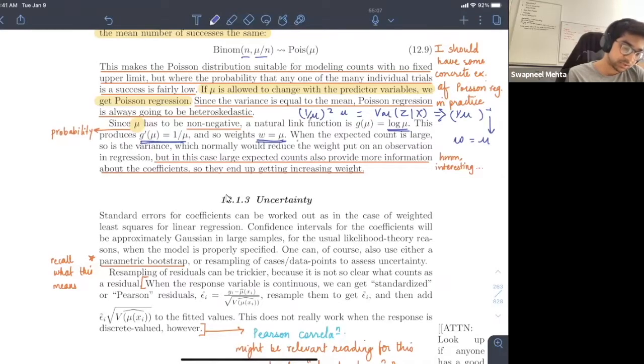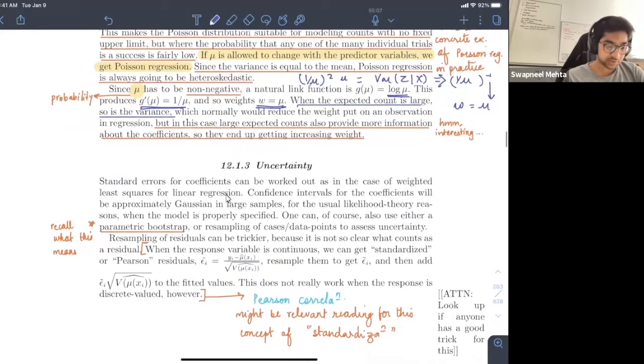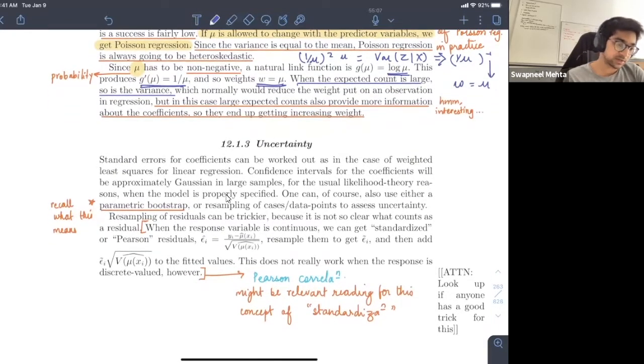When the expected count is large, so is the variance, which normally would reduce the weight put on observations in regression. But in this case, large expected counts also provide more information about the coefficients, so they end up getting increased weight. I would encourage you to spend time thinking about this. What does the expected count mean? For the record, this is the mu. What does this variance being high mean? Variance is equal to the expected count, so it's also equal to mu. Why would it normally reduce the weight put on an observation in regression? This I want you to think about.